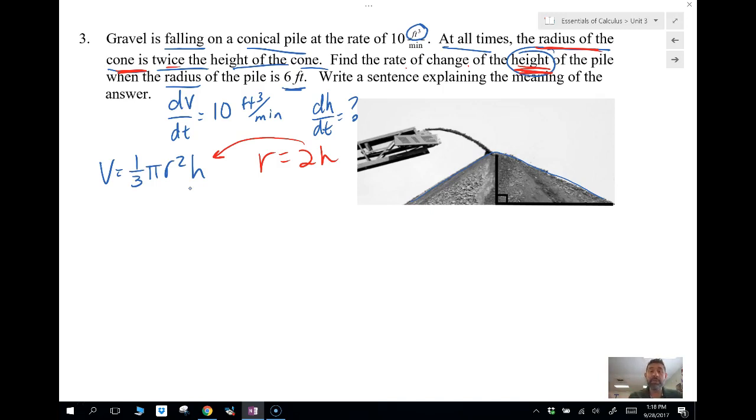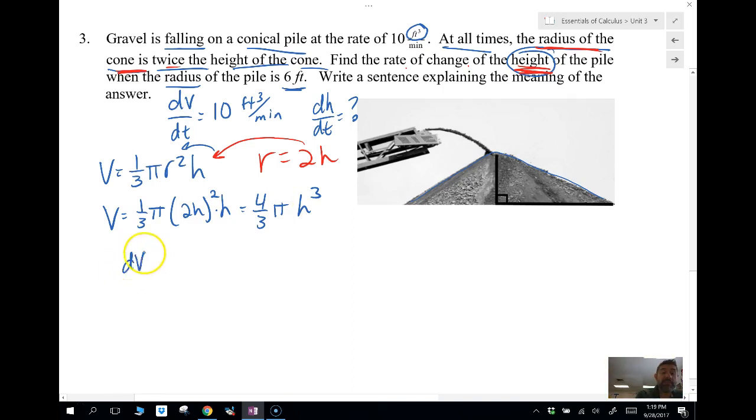So we're going to make that substitution right now. Actually, I want r is equal to 2h because I'm going to plug that back in for r. So really I'm going to have volume equals 1/3 pi (2h) squared times h, which is going to give me 4/3 pi h cubed. Now I can do my derivative. Let's go, guys. Do a derivative. dV/dt equals, I'm going to bring that 3 down. It's going to give me 4 pi h squared times dh/dt.